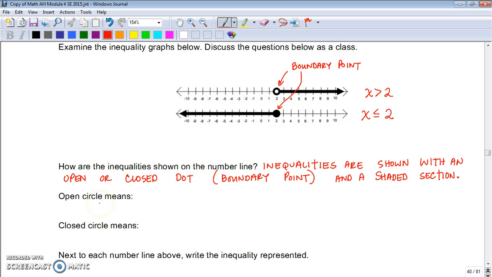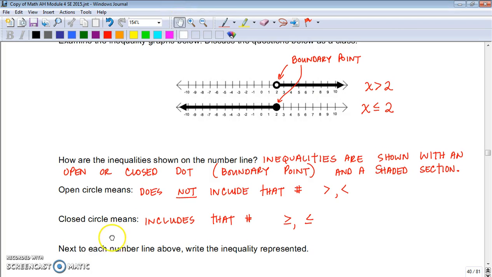So what does an open circle mean? It does not include that number. And so we'll be using that when we're using is greater than or is less than. Those are the two inequality symbols that mean we're going to have an open circle. What does a closed circle mean? Well, it means that it includes that number. And we'll be using that when we see these inequality symbols: is greater than or equal to or is less than or equal to.